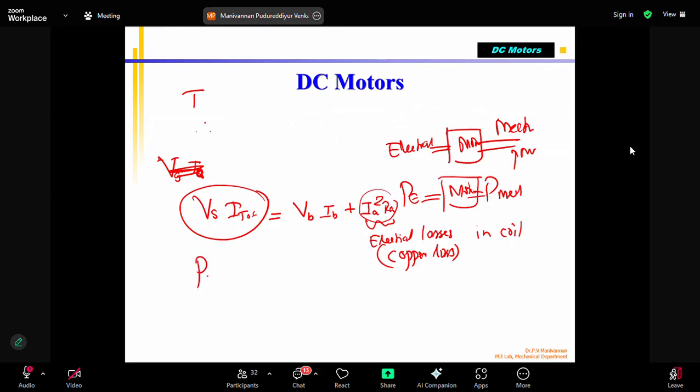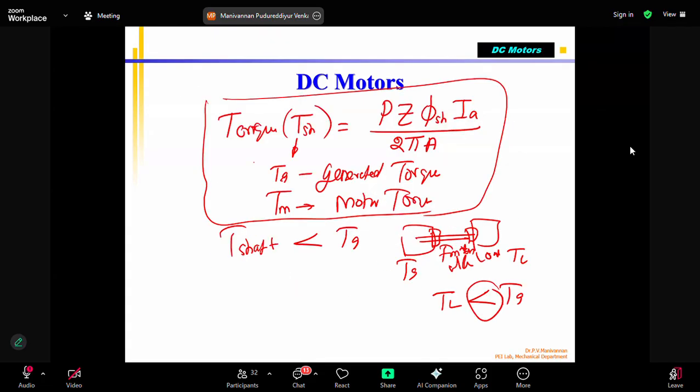So the mechanical power is equal to TG multiplied by omega. TG is the generated torque, and omega is the speed of the motor in radians per second. So we know that VB into IA equals T into omega. Here the field coil remains constant, correct? Basically, VB is going to vary. VB is proportional to speed. Already we saw that equation, with all other things constant.